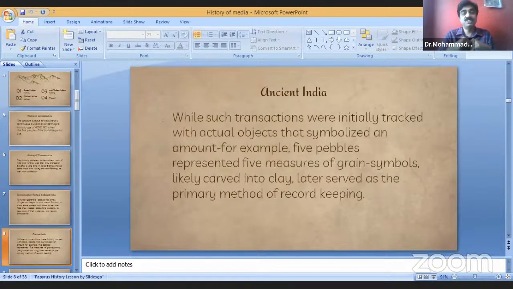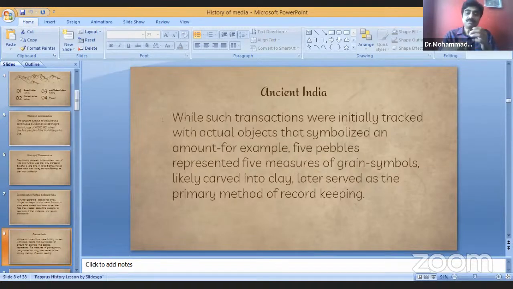Such transactions were initially tracked with actual objects that symbolized an amount. Initially they used pebbles to measure the grains, and symbols were likely carved into clay, which later served as the primary method of record keeping. They wanted to measure how much it weighed, how it would be sold, and how it would be preserved, so they used pebbles to measure how much product, how much quantity, they had produced.